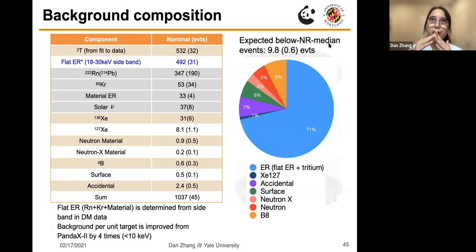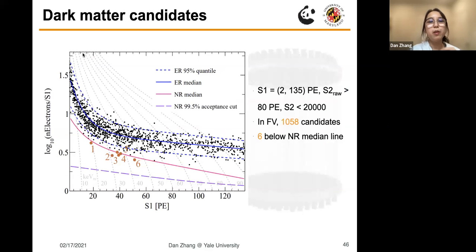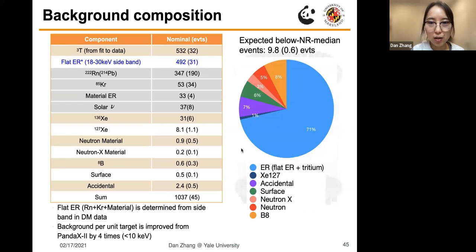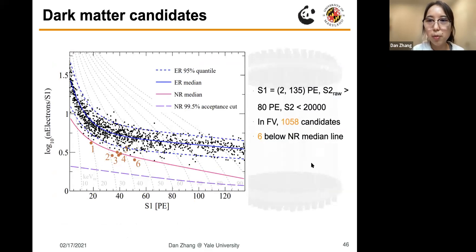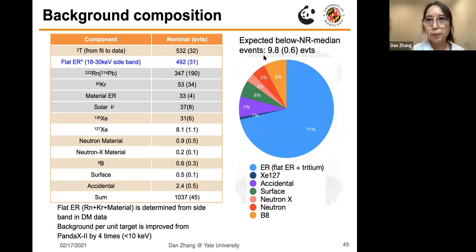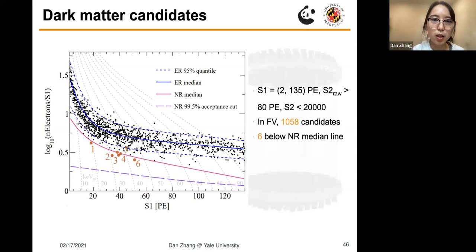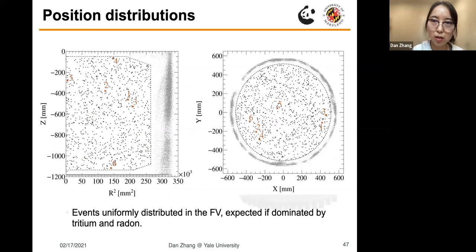So here is the total expectation for the events below NR median. If we think about the experiment in a cut-and-count way, we expect most of the backgrounds to come from ER leakage. Looking at the real candidate data in the defined search window, the total event number, which is mostly ERs, is pretty consistent with our sum. But in the region below NR median and our NR acceptance cut, we see around a one sigma downward fluctuation: we only have 6 events, but expected to see 10 events. And those 6 events below NR median look good in terms of their vertices in our detector.